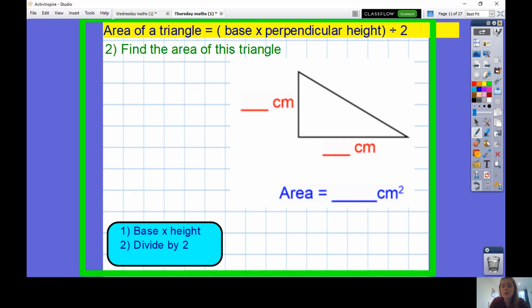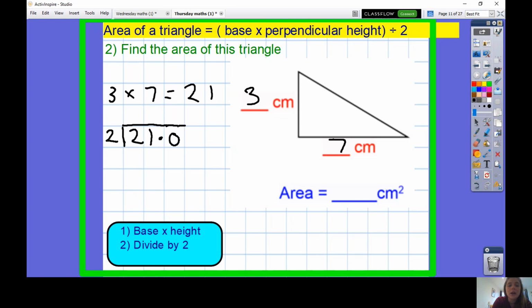The only reason I'm showing you the longer method is because if you've got an odd number, for example, 7 times 3, if I divide 7 by 2, I get 3.5, and it's a little bit harder to do 3 multiplied by 3.5. So the main method would be to do the 2 steps as shown before. 3 multiplied by 7 is equal to 21, and then I'd use my bus stop to do this division, because I know it's going to be a decimal answer. 2's into 2 is 1, 2's into 0 does not go, regroup 1, 2's into 10 is 5, 10.5.